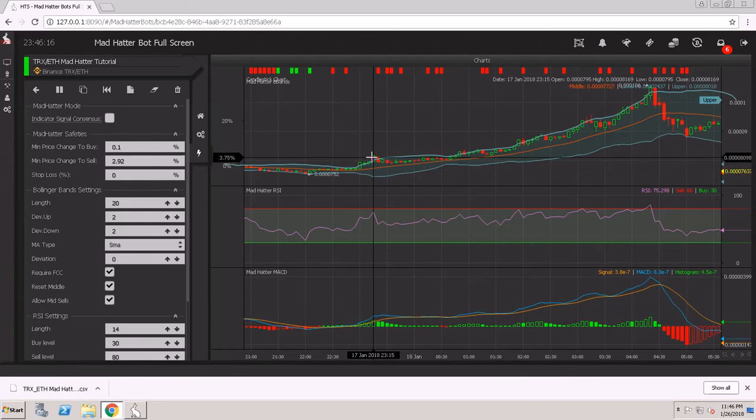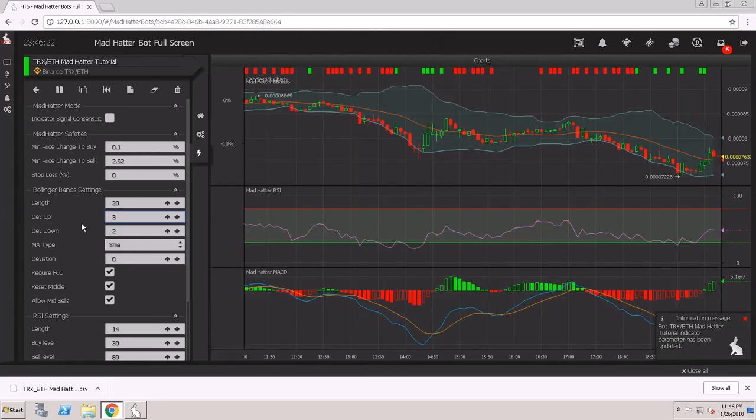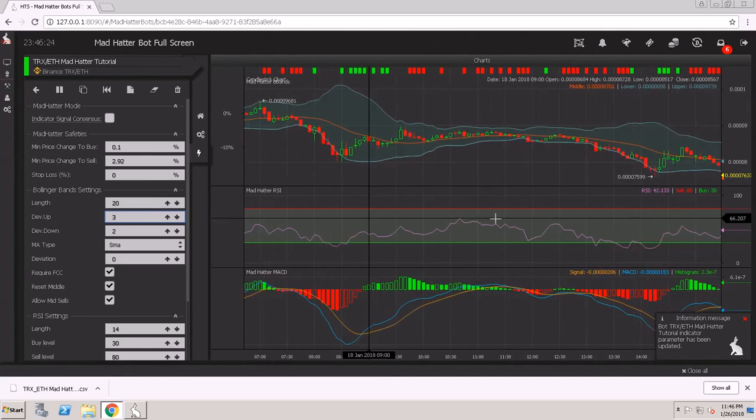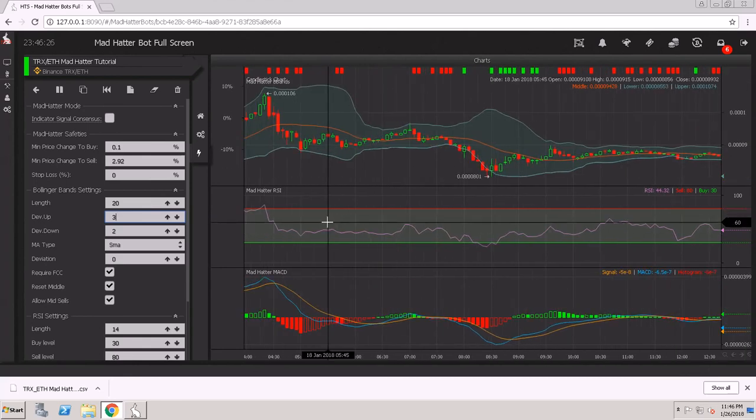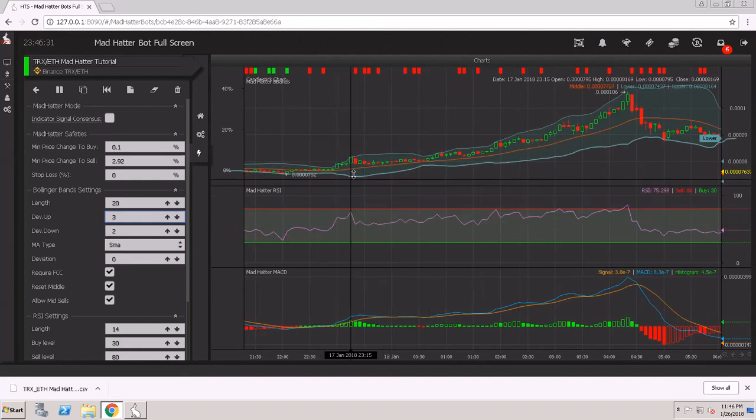2.5% upper. I guess maybe let's try 3. Well, I don't know. Looks like not.